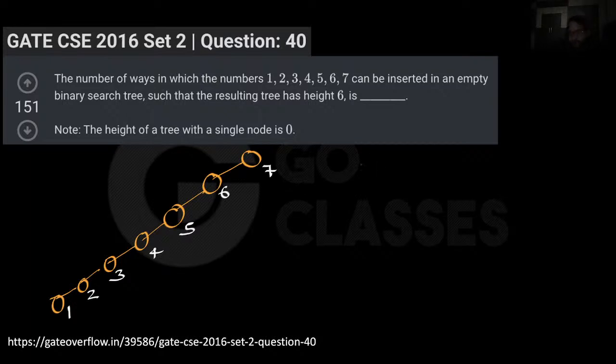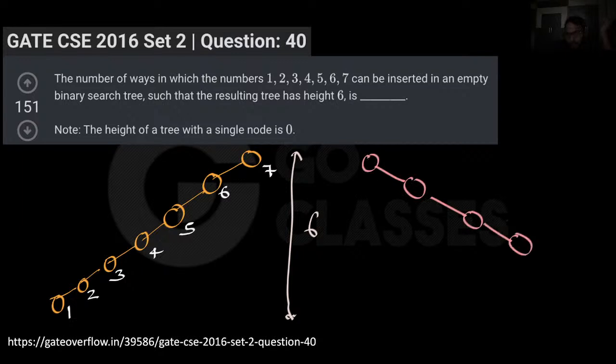That's also easy. Why? You will say that you need to have height 6. So basically, at first sight, it looks like this is one structure which is possible, and this is another structure which is possible for the height 6. Another structure could be like this, 1, 2, 3, 4, 5, 6, 7, right? Another structure could be like this, where you can say this is 1, this is 2, this is 3, this is 4, this is 5, this is 6, this is 7.